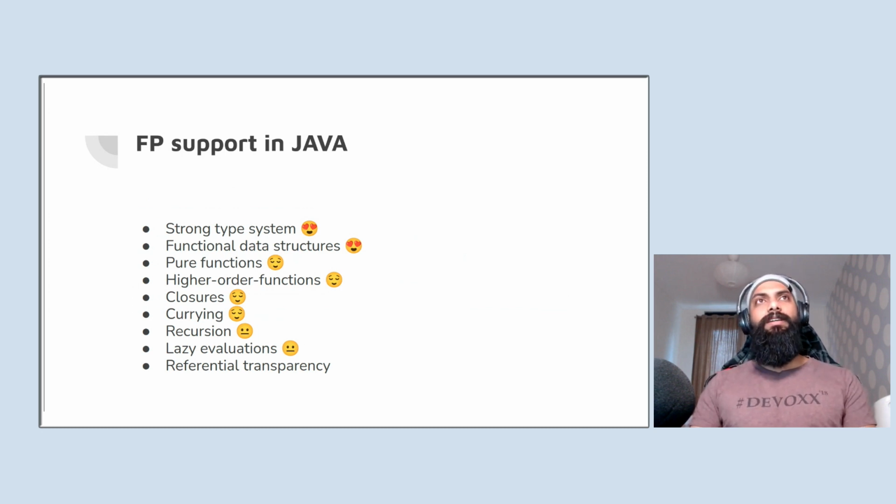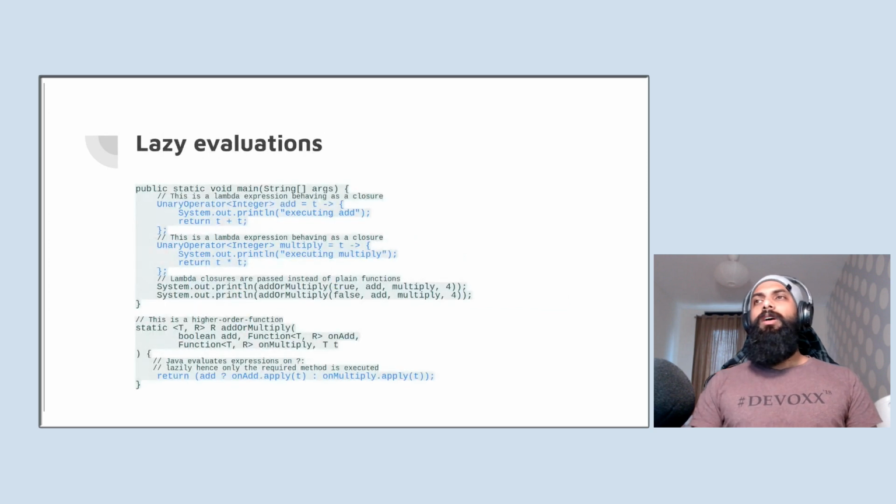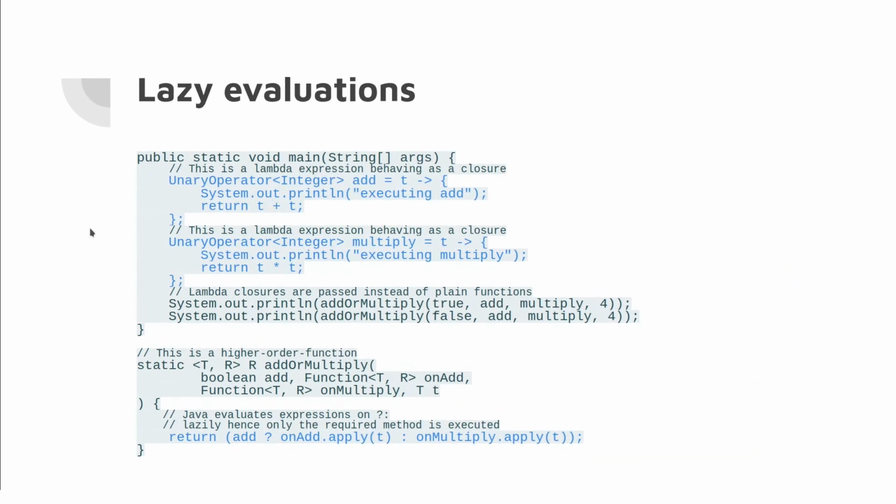So the next important thing for a functional language is, of course, lazy evaluations, right? So this is a trivial example I was trying to do. So let me switch to.